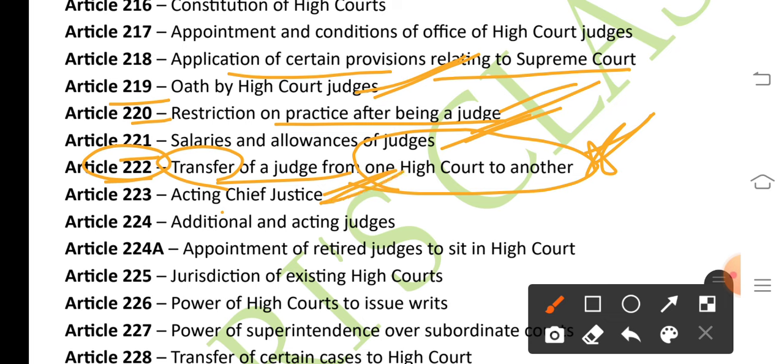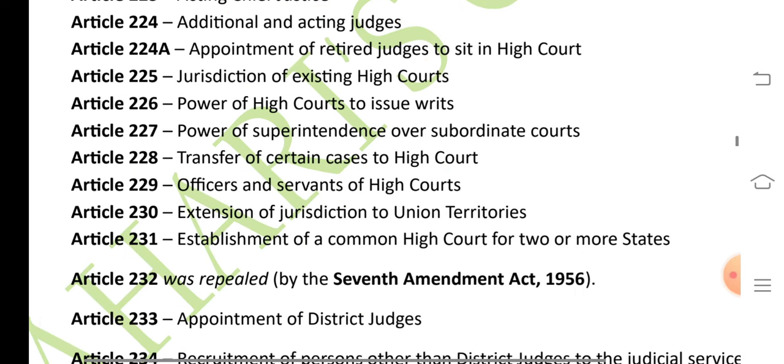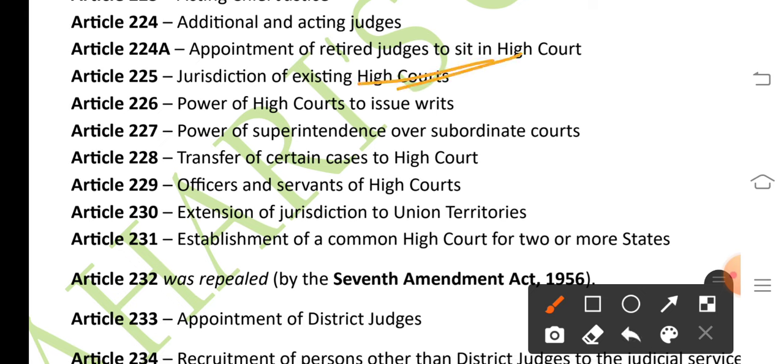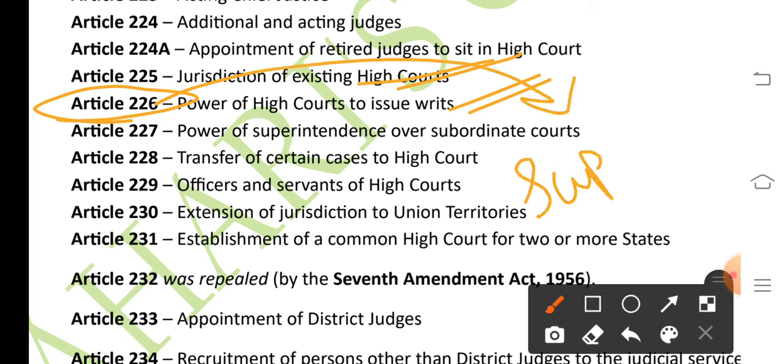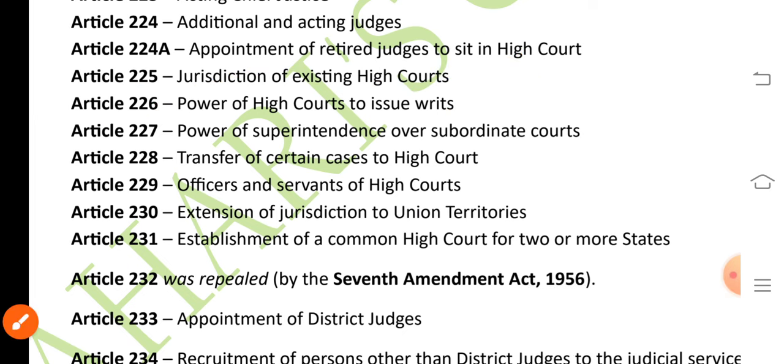223 acting chief justice, 224 additional and acting judges, 224A appointment of retired judges to sit in high court, 225 jurisdiction of existing high courts, 226 power of high courts to issue writs. This is very important. That is, the high courts can also issue writs under Article 226. Supreme Court can issue writs under which article? You have to comment in the comment section below.